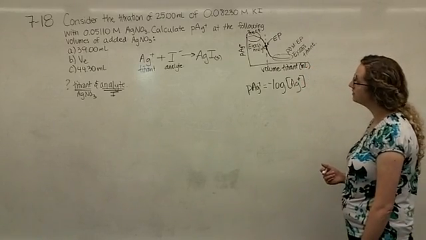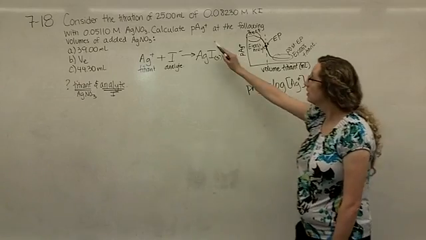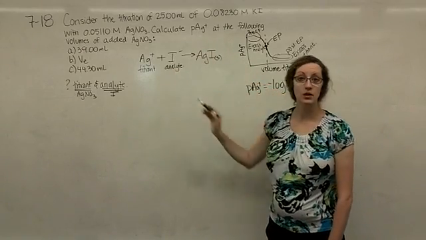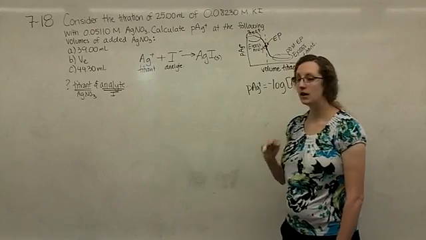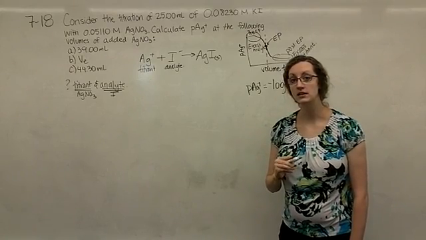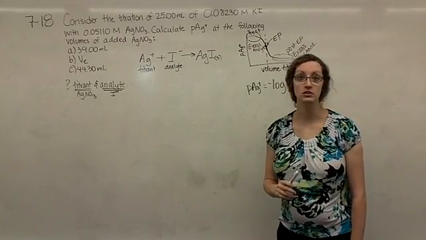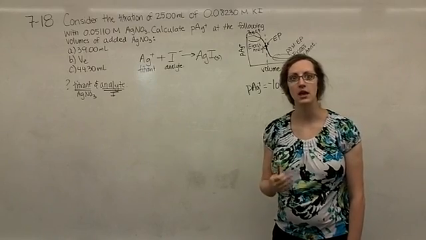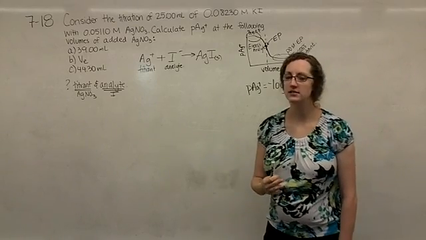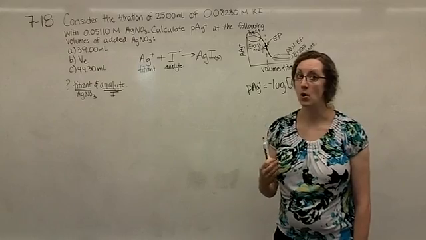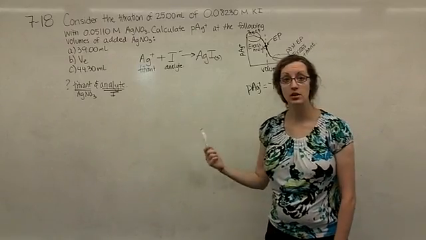So it asks us for this pAg+ at 3 different volumes. The very first thing that we are going to have to do is identify what the volume is at the equivalence point, and that's our V sub E. Okay, so our V sub E, remember I said that it is when we have the equal amount of moles of your titrant and your analyte.